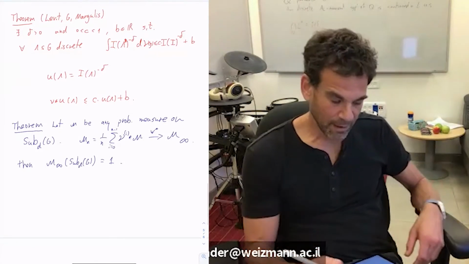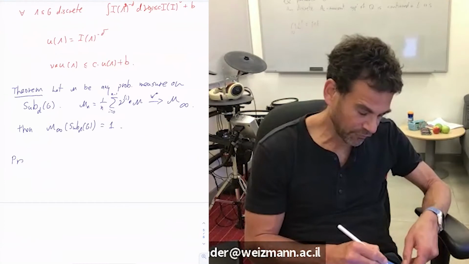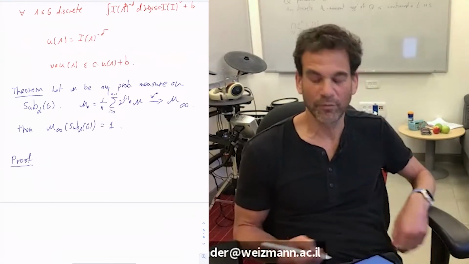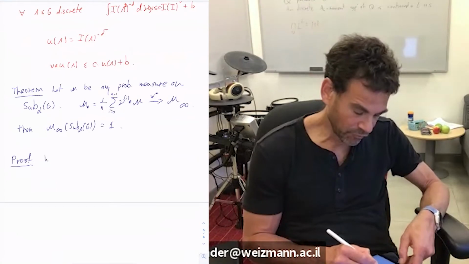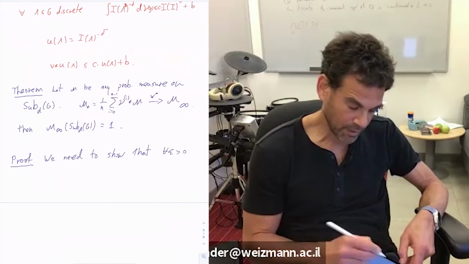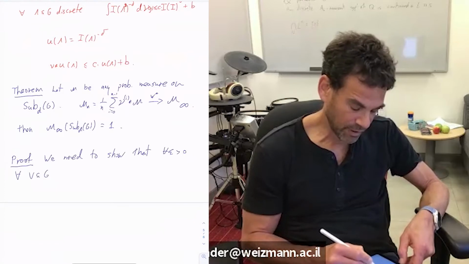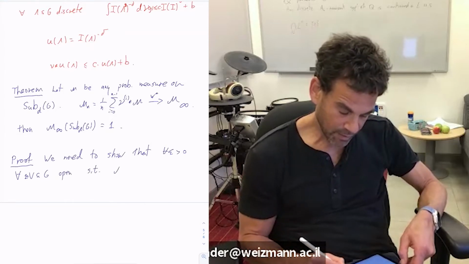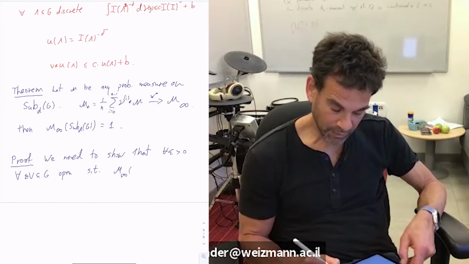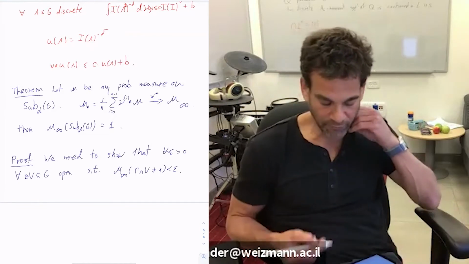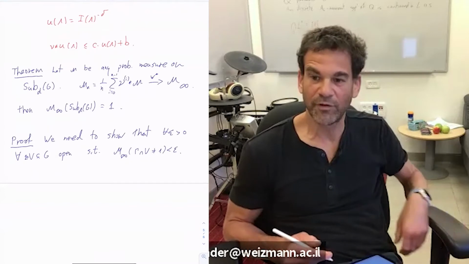That's the theorem. Let's see the proof, because it can be written very shortly. So how do you show that a measure on subgroups is supported on discrete subgroups? We need to show that for every epsilon, there is an open identity neighborhood V inside G, such that the probability that the subgroup intersects V non-trivially is smaller than epsilon. If for every epsilon you can find such an open set, then the measure is supported on discrete groups.